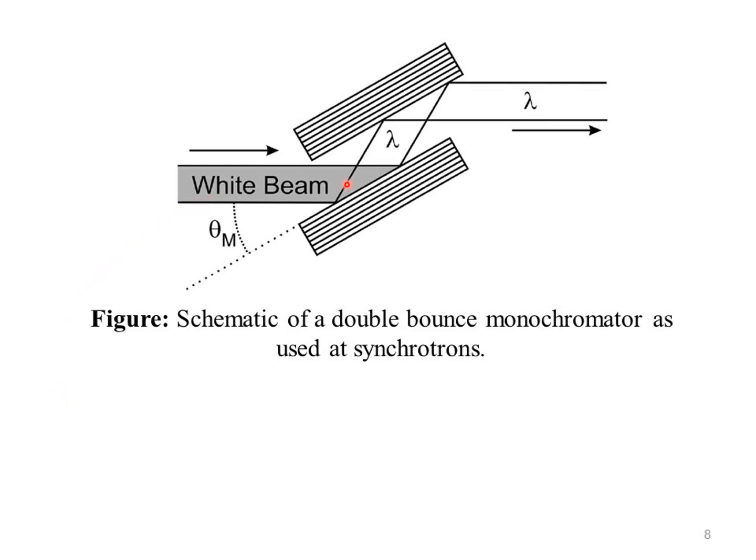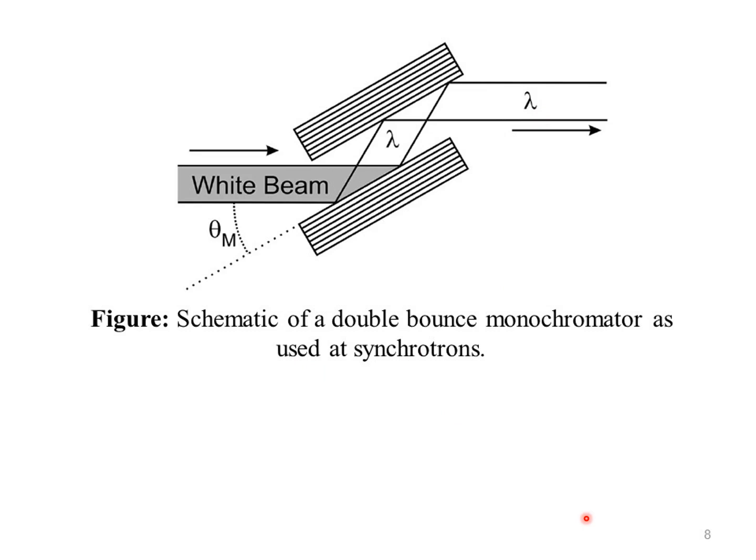White beam falls on this crystal at angle theta m. It is diffracted from another crystal, where lambda is the wavelength, and diffracted from this crystal, where the wavelength is also lambda. This is a schematic of a double bounce monochromator as used at synchrotrons.